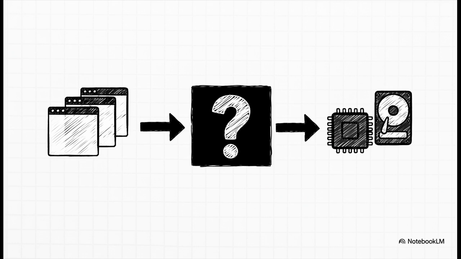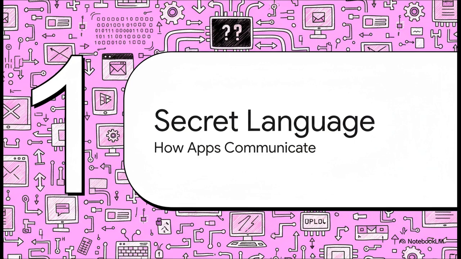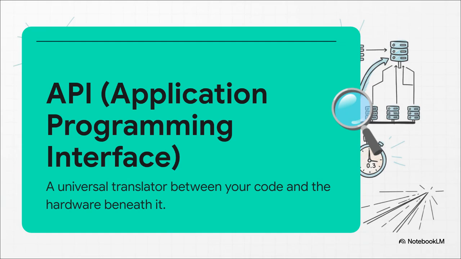All right, so the first clue in solving this mystery is figuring out how all these different parts even talk to each other. The app and the computer's processor don't speak the same language, so how does anything get done? Well, they use something called an API. It stands for Application Programming Interface.